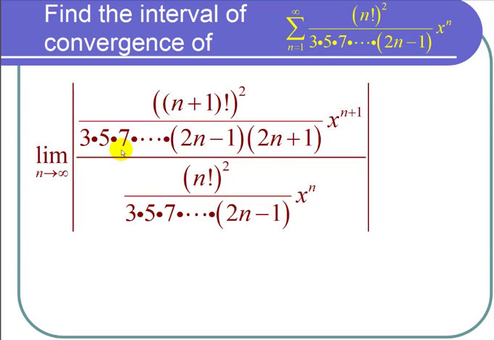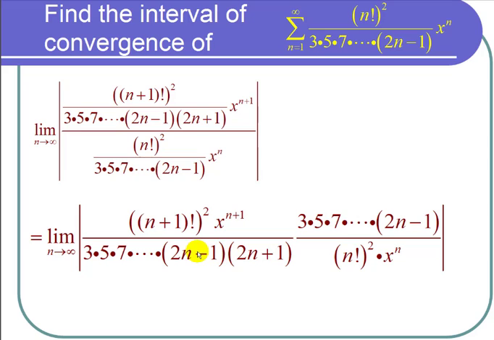So we're multiplying 3 times 5 times 7 all the way up to 2n plus 1. And I included the 2n minus 1, which is the previous factor. And then times x to the n plus 1. So now let's divide the fractions by multiplying by the reciprocal. And then I'm going to regroup. So I'm going to put the factorials together, the powers of x together, and these odd numbers together.